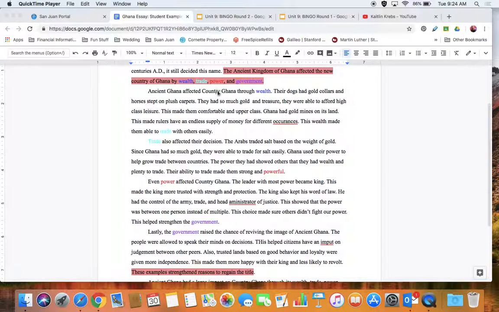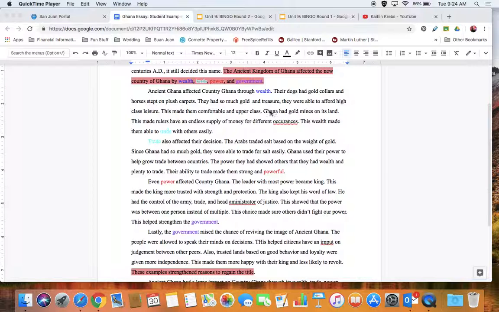Here's what's really good. We have our topic sentence. We have evidence in the next sentence. But then we explain the evidence. Okay, so because their dogs have gold collars and horses are sleeping on these wonderful carpets, they actually have golden treasure. They were able to afford high class. Well, guess what? This means that they were comfortable, that they were upper class. So we've gone from evidence to clarifying the evidence to explaining what this means.